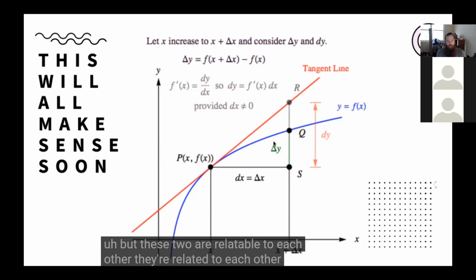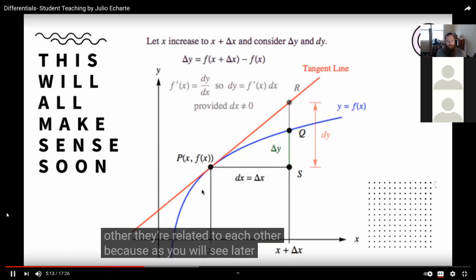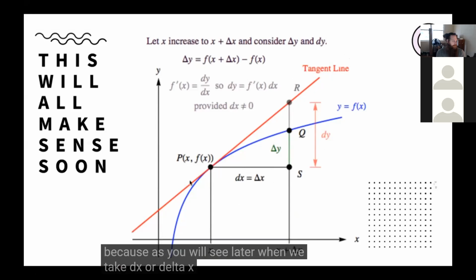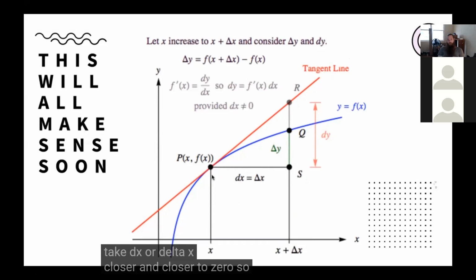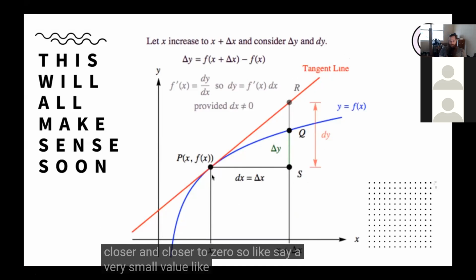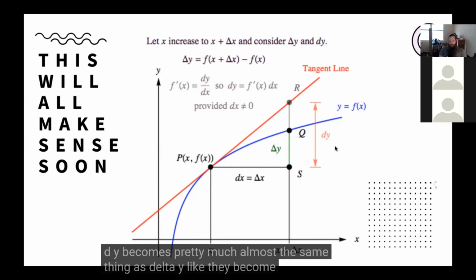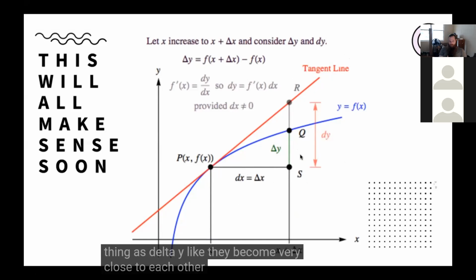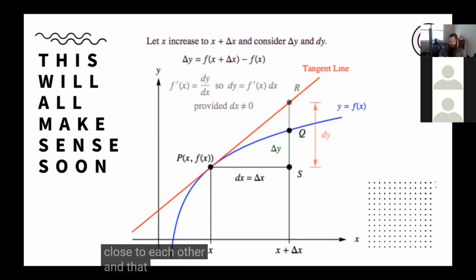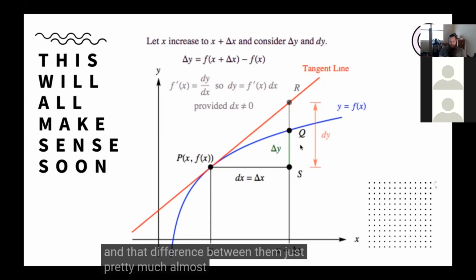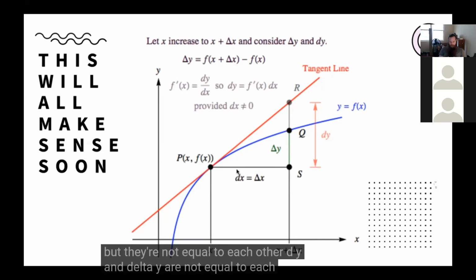But these two are related to each other because, as you will see later, when we take dx or delta x closer and closer to 0, say a very small value like 0.0001, dy becomes pretty much almost the same thing as delta y. They become very close to each other, and the difference between them almost disappears completely, but they're not equal to each other. dy and delta y are not equal to each other.